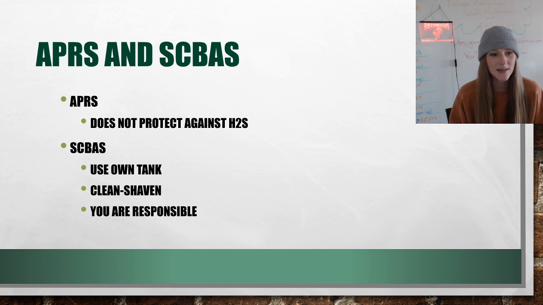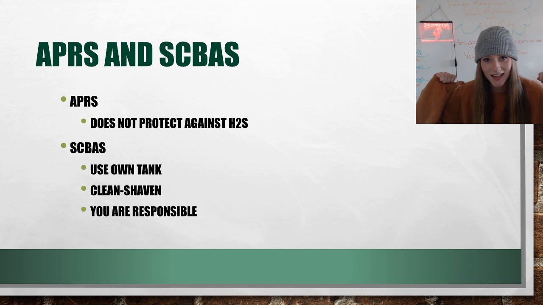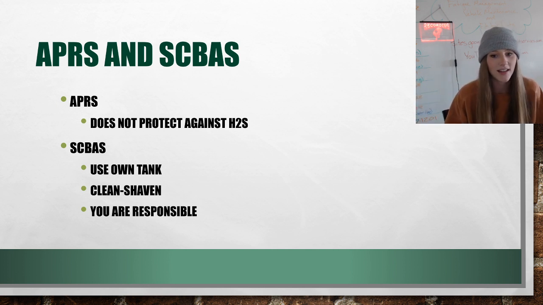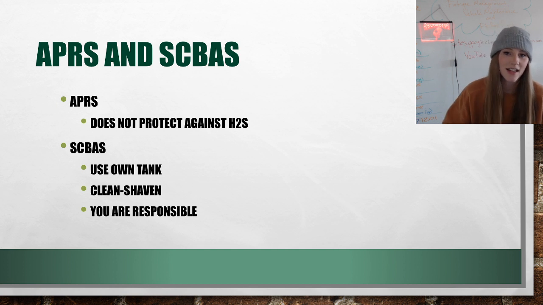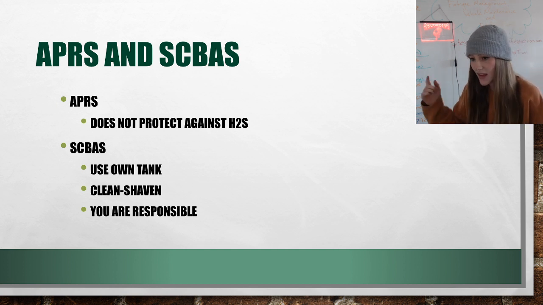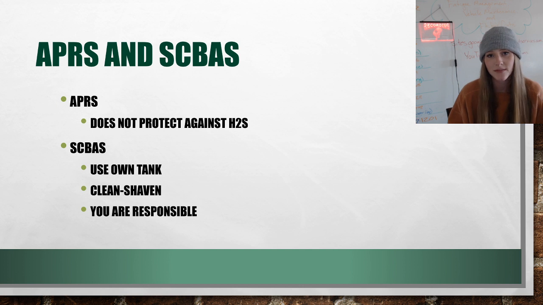So you have to use SCBAs for H2S. SCBAs, again, self-contained breathing apparatus. That means you contain that on your person. So you can bring it with you, unless it's obviously a hose line, airline, and you're connected to a cascade system. In order to use these, you have to be clean-shaven because facial hair is the most common cause of seal leakage. For all of these respirators, you are responsible for inspecting, maintaining, cleaning, and storing the respirators properly.